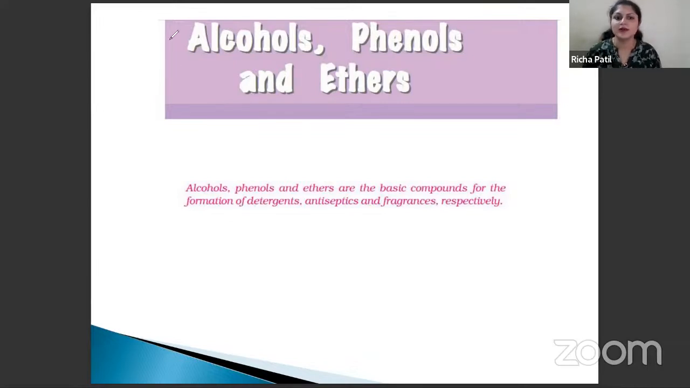Good morning, students. So today's topic of discussion is alcohols, phenols, and ethers. These are some of the basic compounds. So where are they used? Alcohols, phenols, and ethers are used in the formation of detergents, antiseptics, fragrances, etc. So they have a very wide range of day-to-day applications.